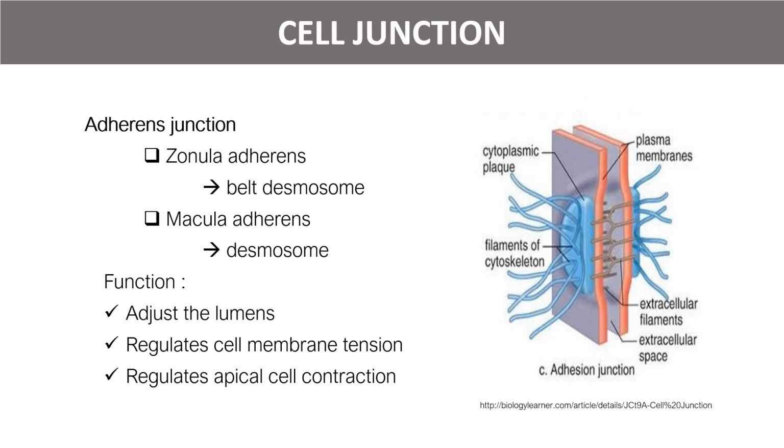This is the adherens junction. The functions of adherens junction are to adjust the lumens, regulate cell membrane tension, and regulate the apical cell contraction. There are two types of adherens junction, zonula adherens and macula adherens.